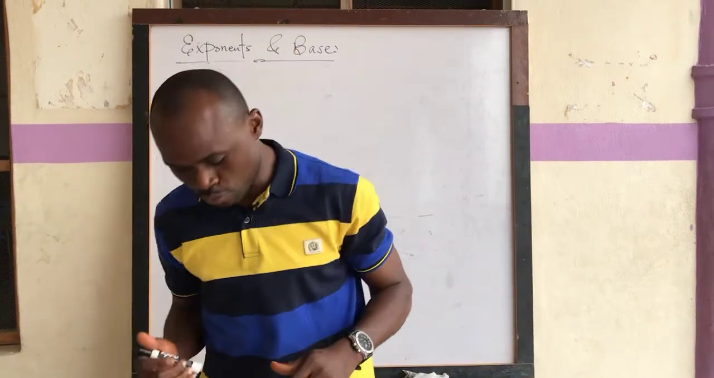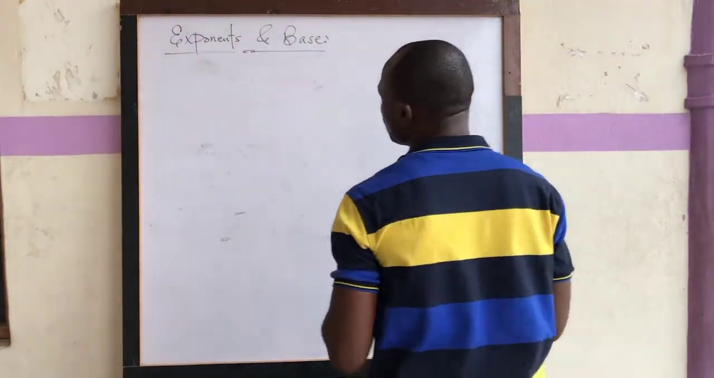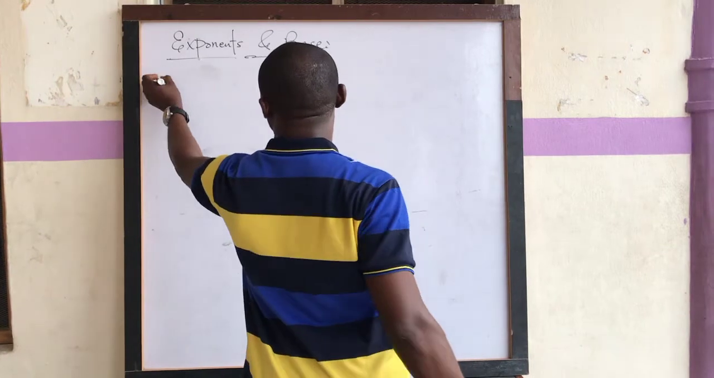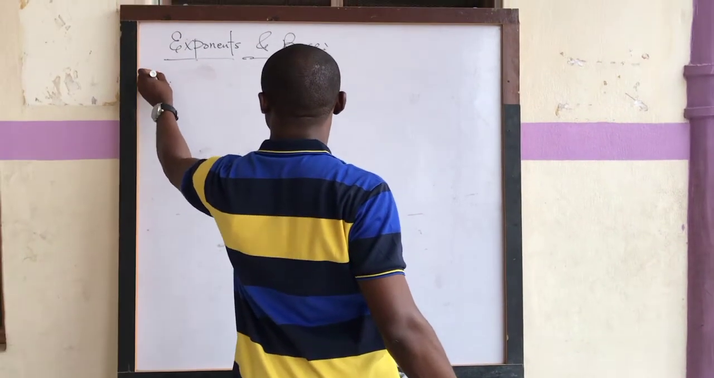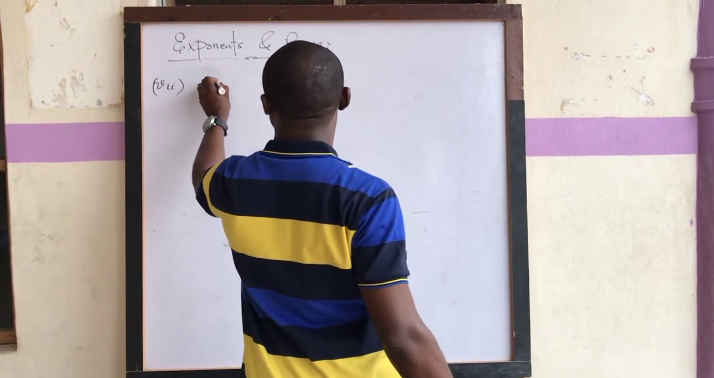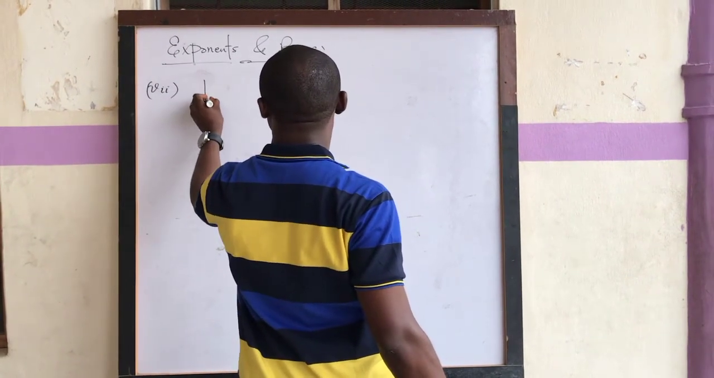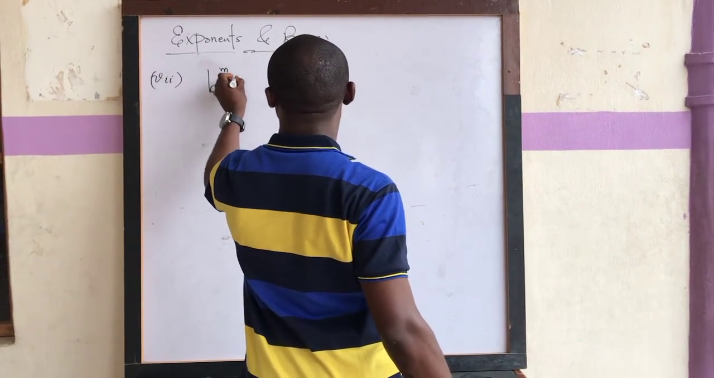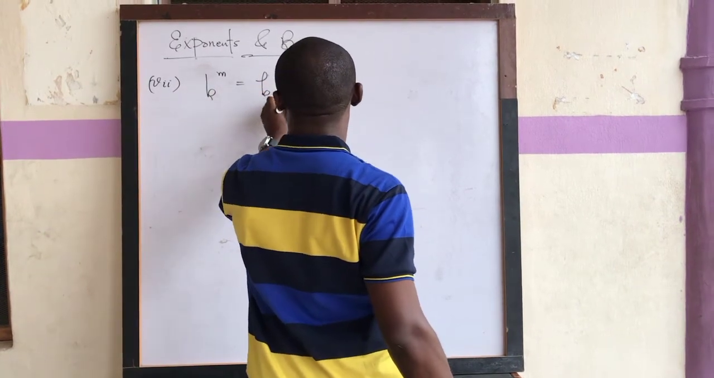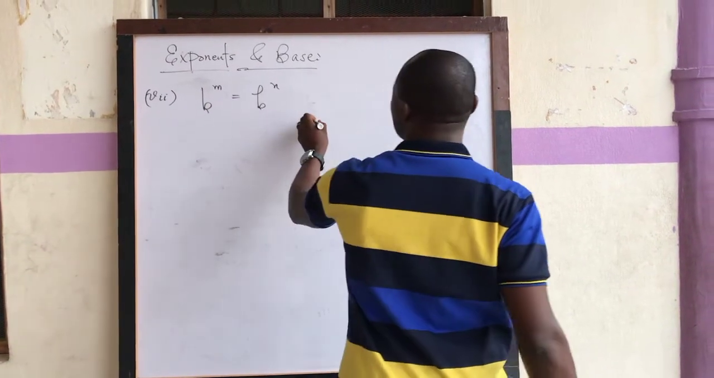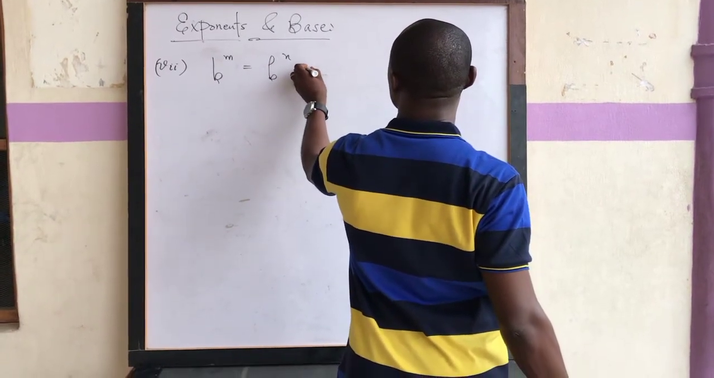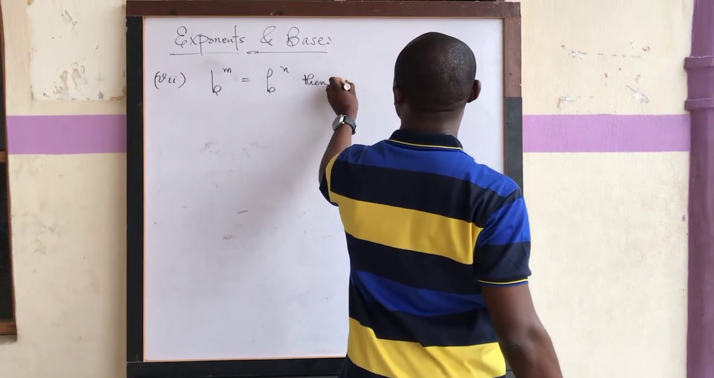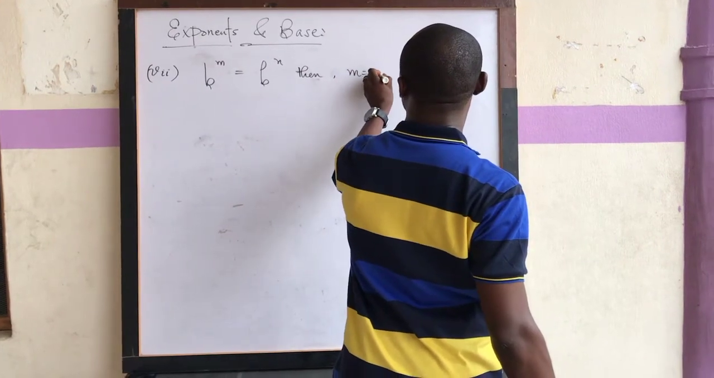Now the first rule I want to introduce should be the seventh rule. The rule simply says if we have b raised to the power of m equals b raised to the power of n, then m will be equal to n.